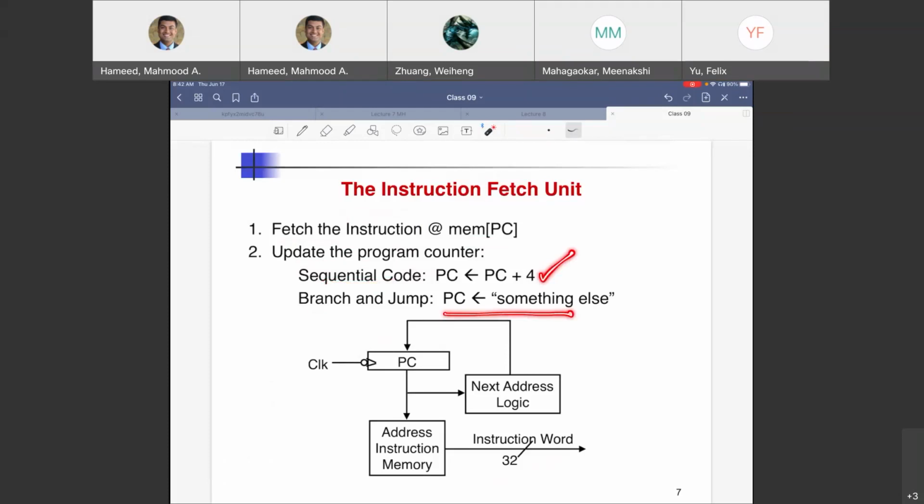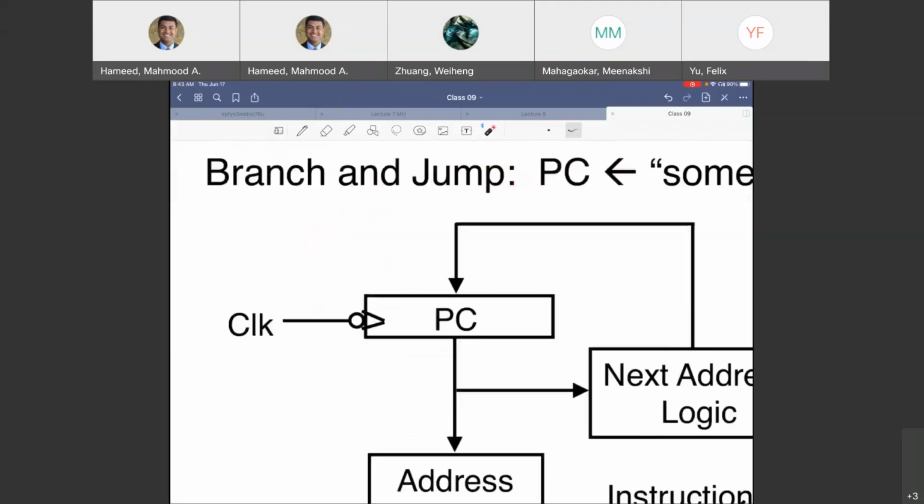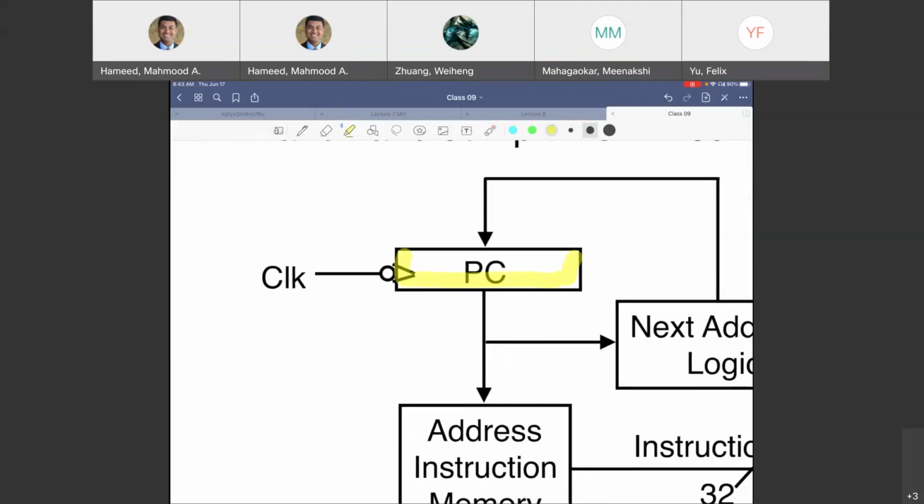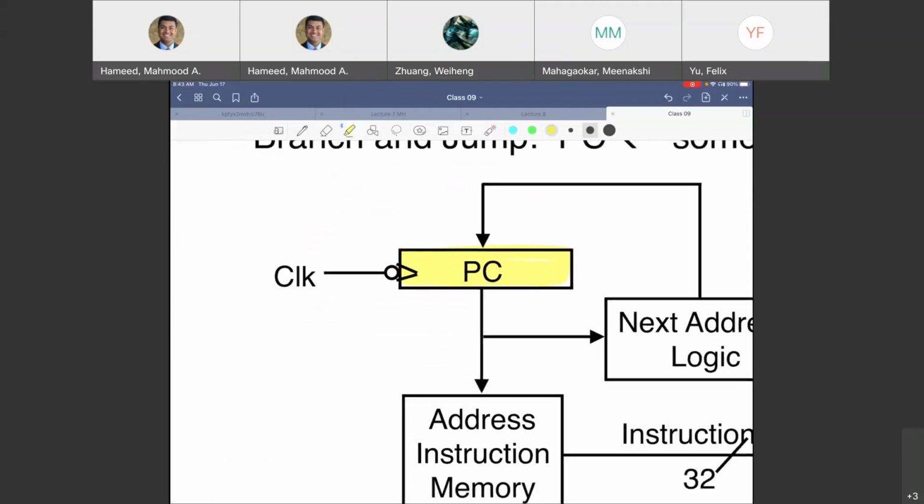What is that something else? Something else could be PC plus 4 plus the output of the sign extender, right? Or in case of a jump, PC could be the target address directly. So, something else, or PC equals PC plus 4. We need to choose how to update the program counter. So what do you have here? You have your program counter, which is a register. It's clocked, constructed with D flip-flops.